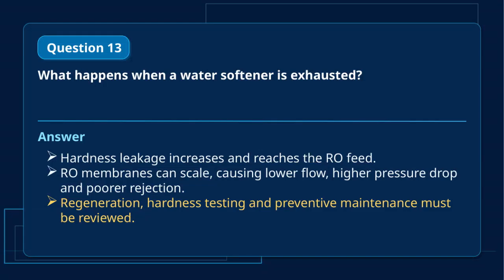When a water softener is exhausted, the hardness leakage begins to increase, and this hard water then reaches a reverse osmosis, or RO, feed. This is problematic because the RO membranes can develop scaling from the hard minerals, which results in lower water flow, a higher pressure drop across the system, and poor rejection of contaminants. To avoid this, it's crucial to regularly review the regeneration process of the softener, conduct hardness testing, and ensure preventive maintenance is consistently performed. This helps maintain efficient system operation and prolongs the lifespan of the membranes.